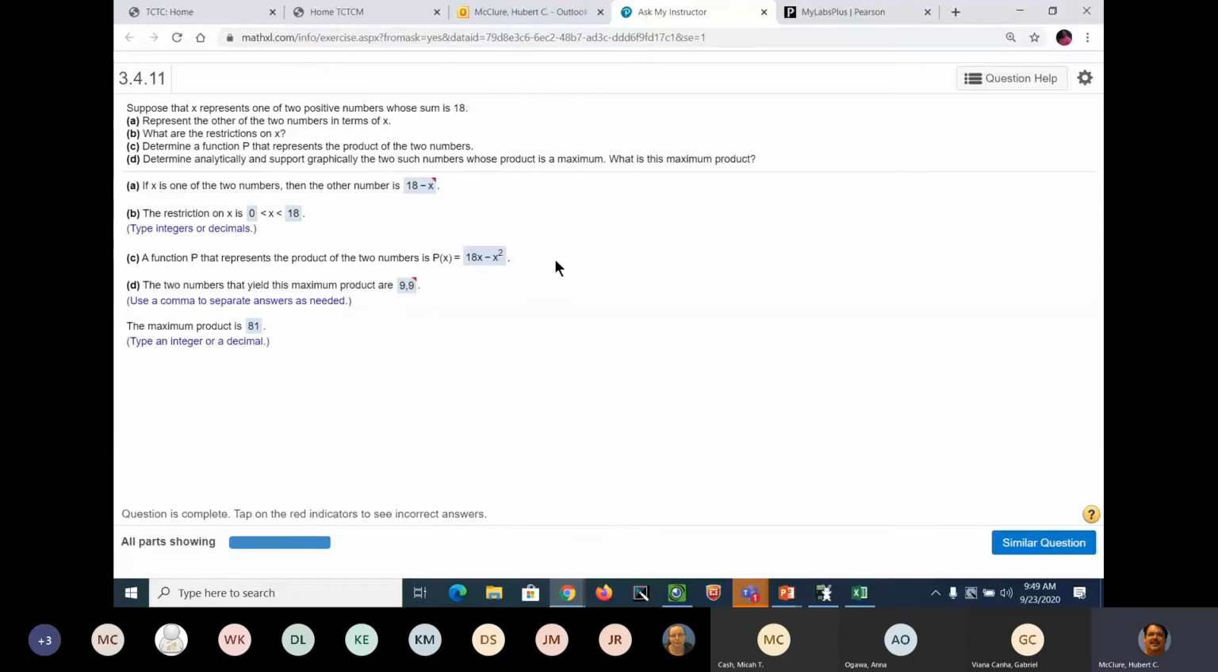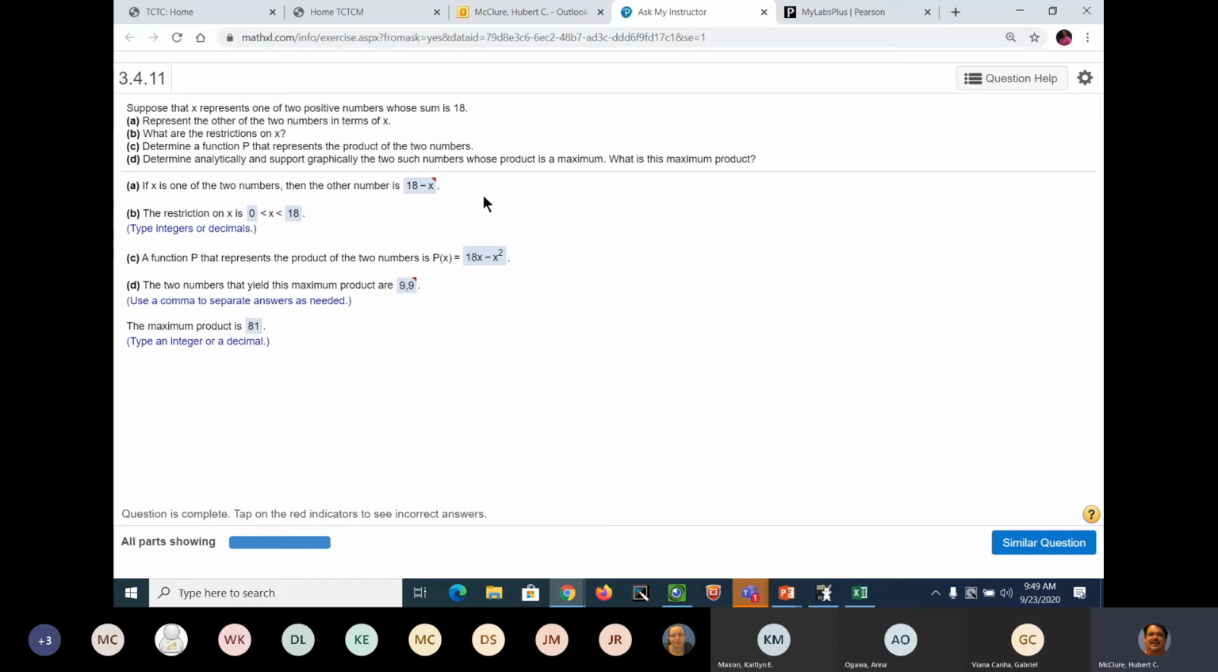I don't understand how they got 9 and 9. Does anybody want to put in any input here? I'm not going to tell you I know everything, and I've never seen this problem before. So this must be a new problem. Say again? Would it be because the two positive numbers, sum is 18 and 9 is 18? Okay. Okay, 9 and 9.